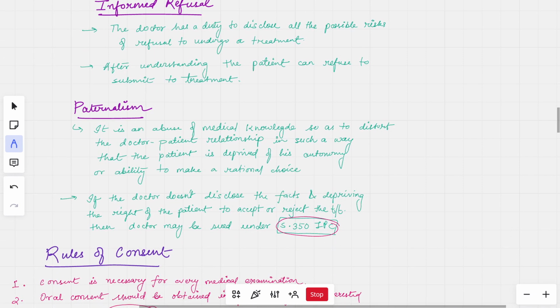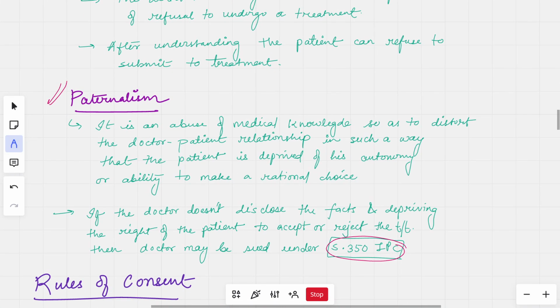Then we have a term called paternalism. So what does paternalism mean? Paternalism is an abuse of medical knowledge so as to distort the doctor patient relationship in such a way that the patient is deprived of his autonomy or ability to make a rational choice. So here it means any kind of act which disturbs the doctor patient relationship in such a way that the patient is unable to make any decision or any right choice. Autonomy means the right to choose, the right to decide. So the patient is deprived of his autonomy or ability to make any rational choice.